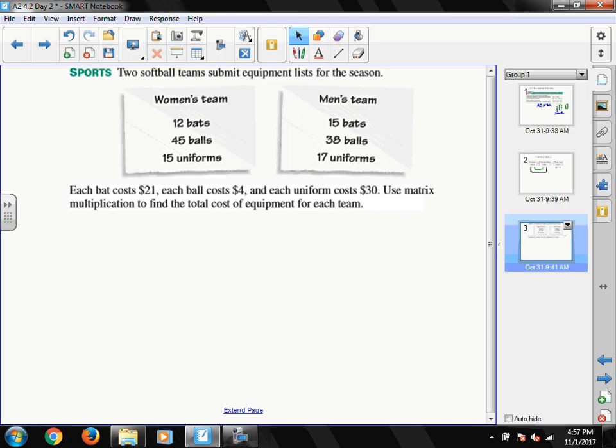They need equipment for the season. So they tell you that the women's team needs 12 bats, 45 balls, 15 uniforms, and the men's team needs 15 bats, 38 balls, and 17 uniforms. Some additional information that we give you is that each bat costs $21, each ball costs $4, each uniform costs $30. Then we're going to use matrix multiplication to find the total cost of all the equipment.